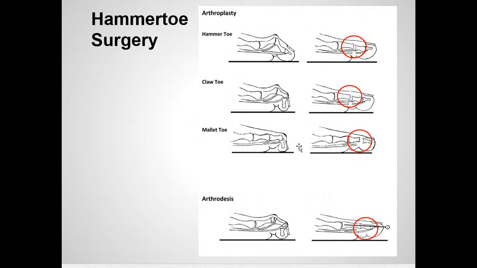Let's look a little bit at hammer toe surgery. A lot of times we do the bunion and the hammer toe as well. There's a difference between a hammer toe, which is just at this joint right here, the proximal interphalangeal joint. By taking out a little section of the bone, we can straighten that out.